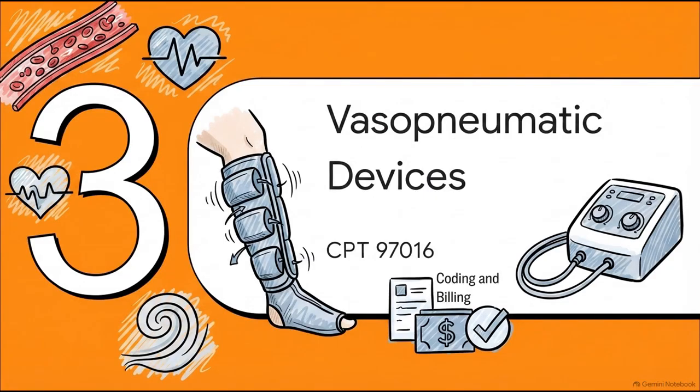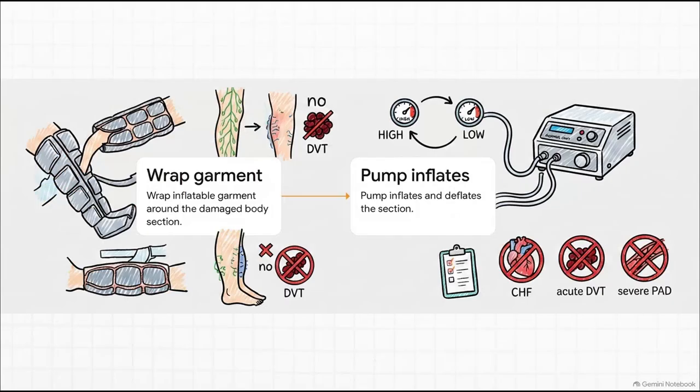All right, Section 3. Let's shift gears to another heavy hitter in this category, Vasopneumatic devices, reported with CPT code 97016. Clinically, this technique uses a really specific piece of equipment. First, an inflatable garment with multiple pressure compartments is wrapped around the limb. Then, an electrical pneumatic pump actually cycles through inflation and deflation. This is fantastic for managing lymphedema, severe post-surgical edema, or preventing DVT. But coders, listen up. This is strictly contraindicated if the patient has an acute DVT, congestive heart failure, or severe peripheral artery disease. If you see CHF or severe PAD in that chart, 97016 simply shouldn't be billed.